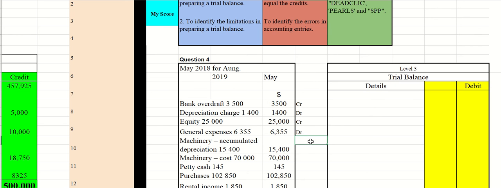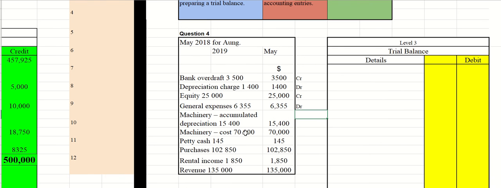Machinery accumulated depreciation. So here it says accumulated depreciation. And then you have machinery at cost, which is 70,000. It's a non-current asset, debit balance. Petty cash is an asset, debit balance.